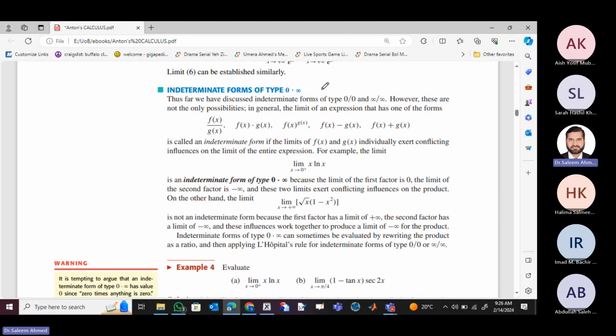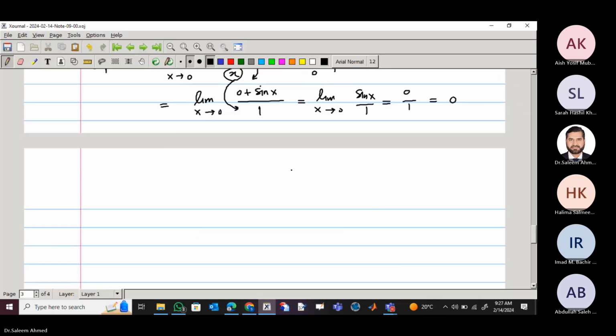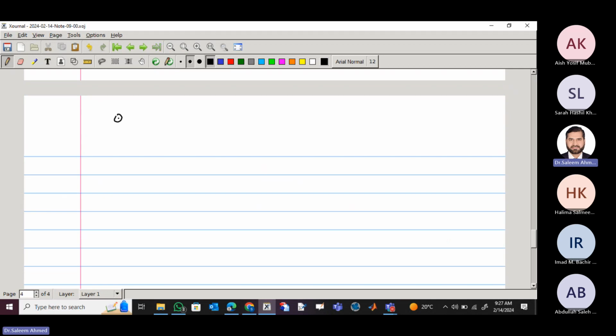You see, there is another form which is 0 into infinity form. This is also another indeterminate form. When anything is multiplied by 0, it makes it 0. But when any number multiplies by infinity, it becomes infinity. So again, you see, we have a problem. If we multiply 0 with infinity, then what should be the answer? We don't know. So this is also called indeterminate. But there is no L'Hopital rule for this form.